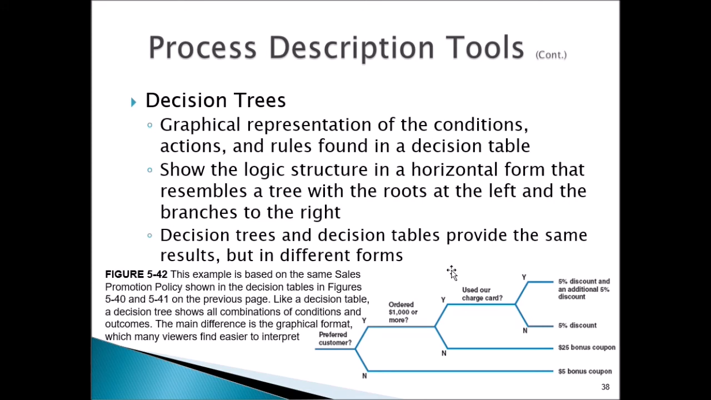And I will pick this up again by talking about decision trees, which are graphical representations of conditions, actions, and rules found in a decision table. It shows the logical structure in a horizontal form that resembles a tree with the roots at the left and the branches to the right. This may look like a bracket or something, and to some degree it is. Decision trees and decision tables provide the same results, but in different forms. So you kind of have your choice as to how you lay it out. I personally like the decision trees better.